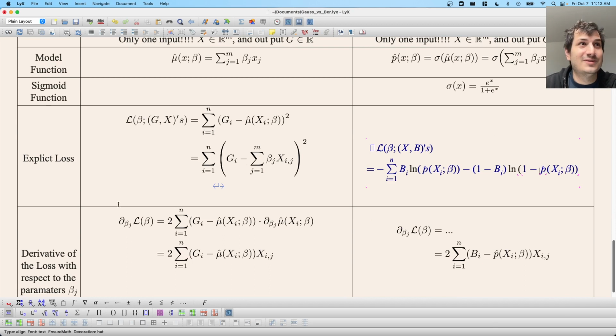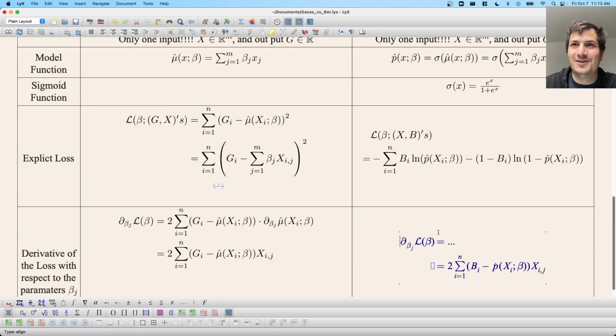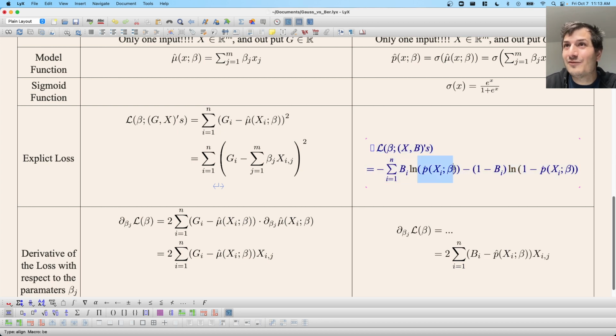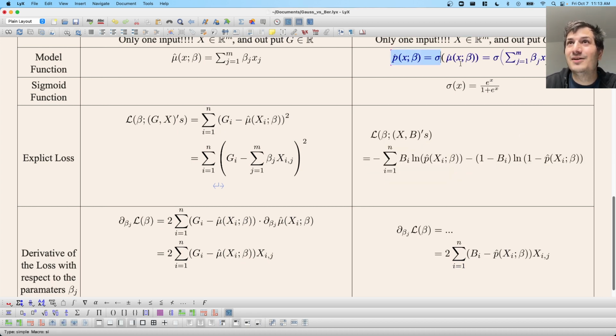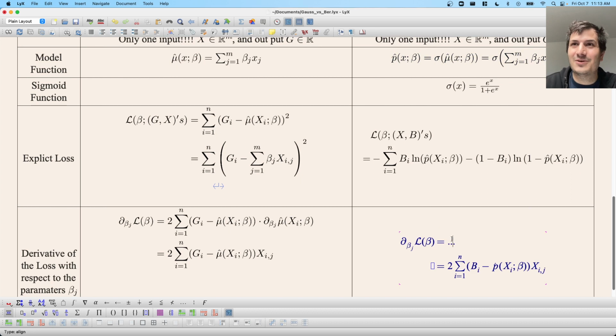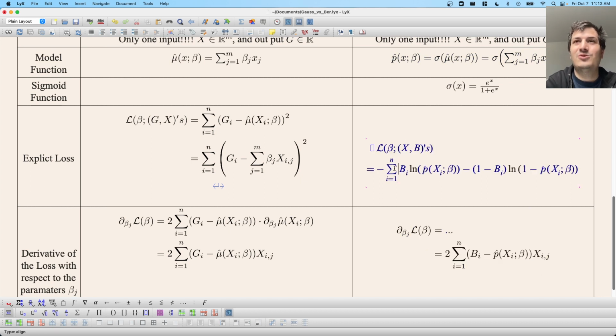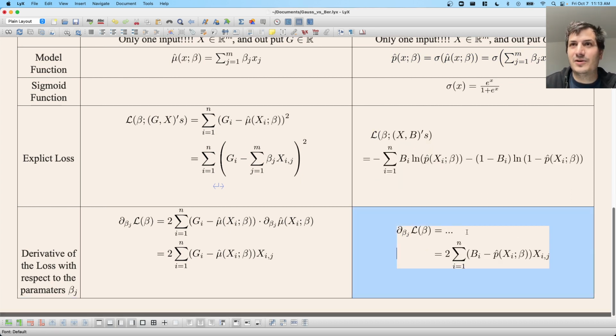Now we got to take the derivative, right? So take the derivative, and you can see it's a lot more complicated because we have this ln function in the way. We have p hat. We have sigma. Oh my god! But we got to do it. So let's do it. First we'll do the derivative of the logs. So that part is okay.